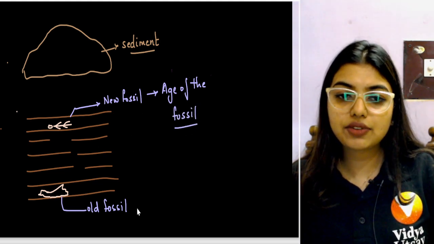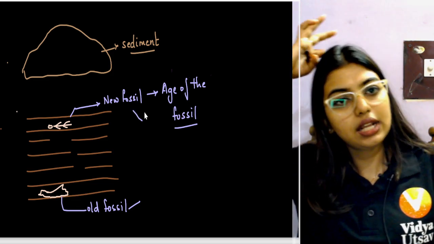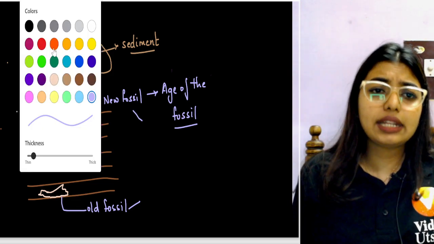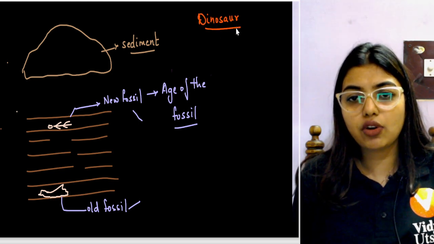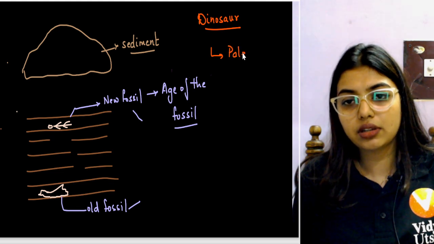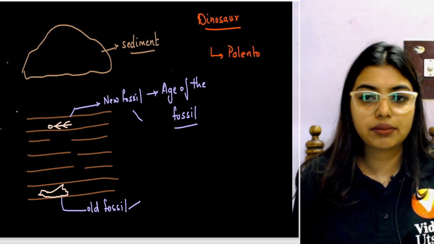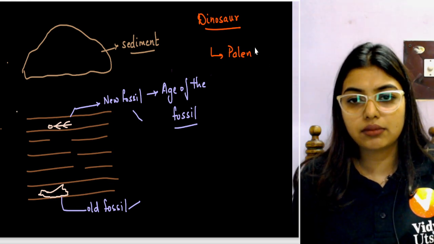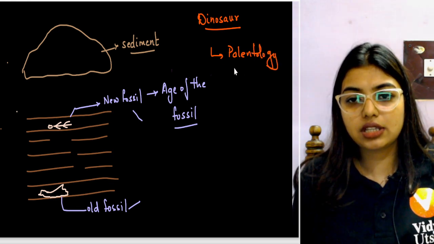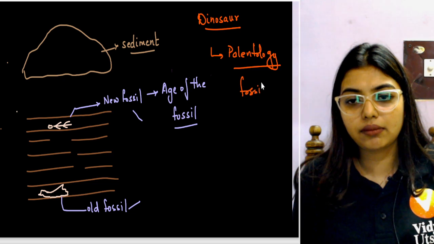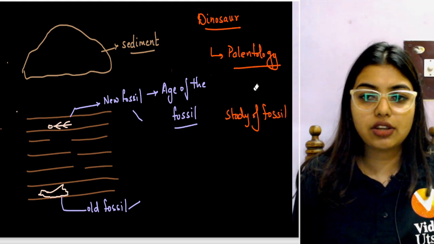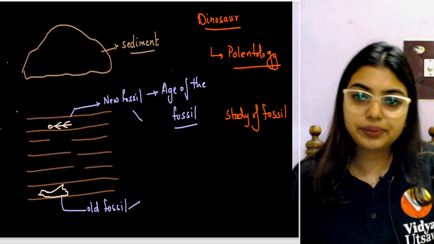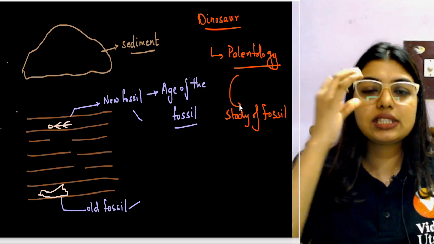Understood? How do you know the age of the fossil? When you see the old fossil and the new fossil. Clear to all of you? This is what they're telling. Then dinosaurs got extinct. So when you have to study about fossils, it is called paleontology. Paleontology is the study of fossils. Clear? Yes or no? So you can study the age of the fossil.